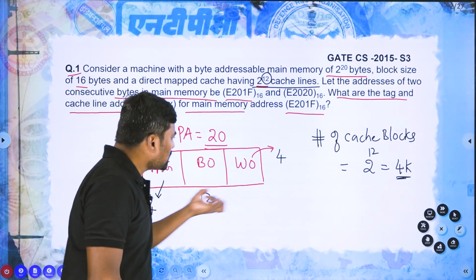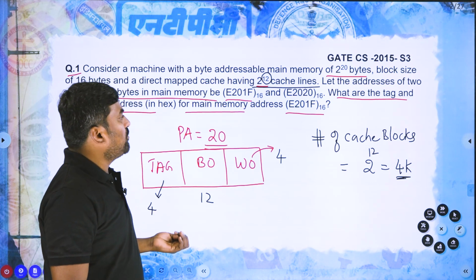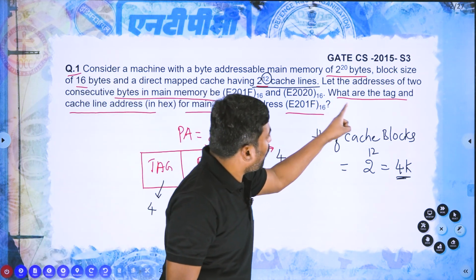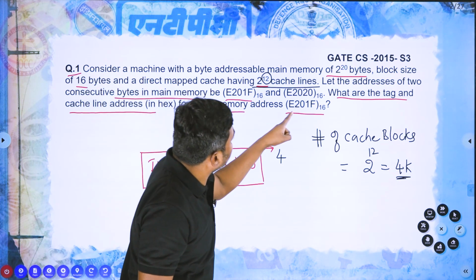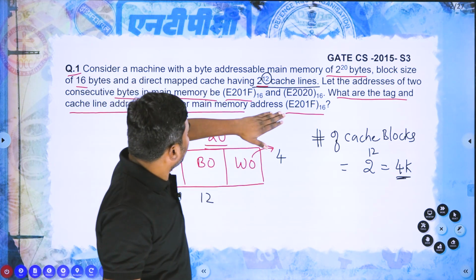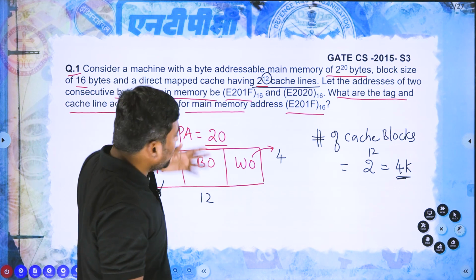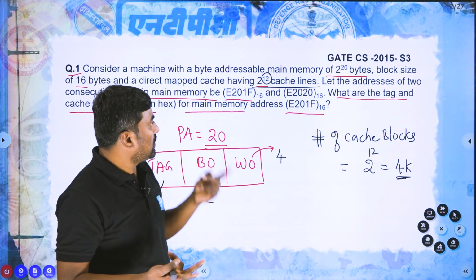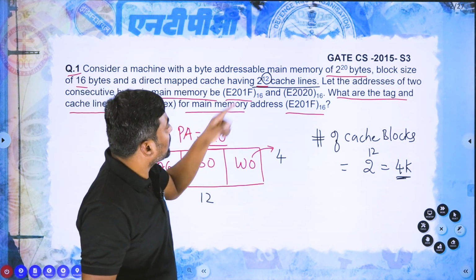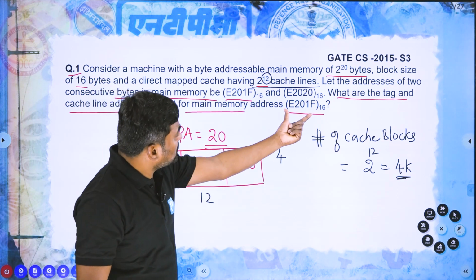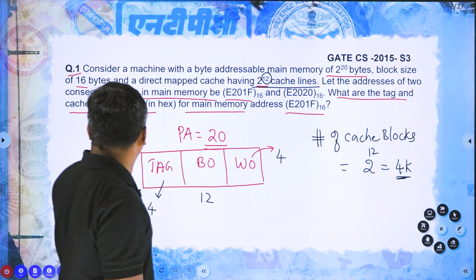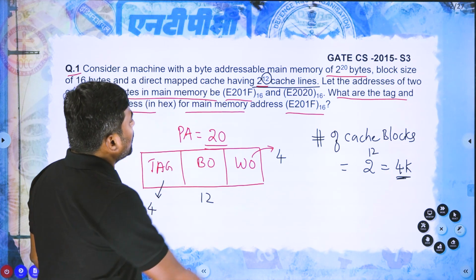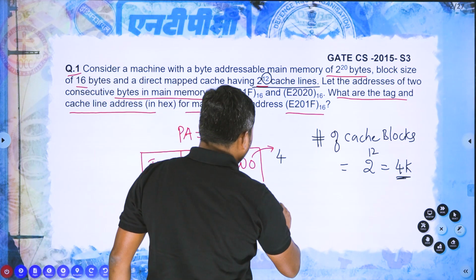But does it require this information? Yes, we may require it. Look into the question. What are the tag and cache line addresses of the main memory address? This one. So you can see, they said main memory bytes are consecutive, the consecutive byte addresses given in terms of hexadecimal. One of the addresses he has taken from them and is asking the tag and cache line only. Fine. So just take this address E201F.